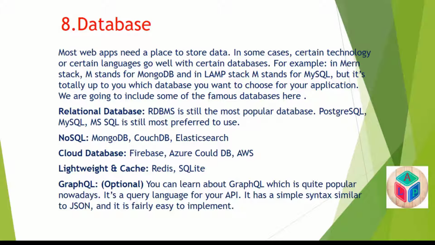Relational databases. RDBMS is still the most popular database. PostgreSQL, SQL, MySQL, MS SQL are still the most preferred to use. NoSQL: MongoDB, CouchDB, Elasticsearch. Cloud databases: Firebase, Azure Cloud DB and AWS. Lightweight and cache: Redis, SQLite. GraphQL, optional. You can learn about GraphQL, which is quite popular nowadays. It is a query language for your API. It has a simple syntax similar to JSON and it is fairly easy to implement.